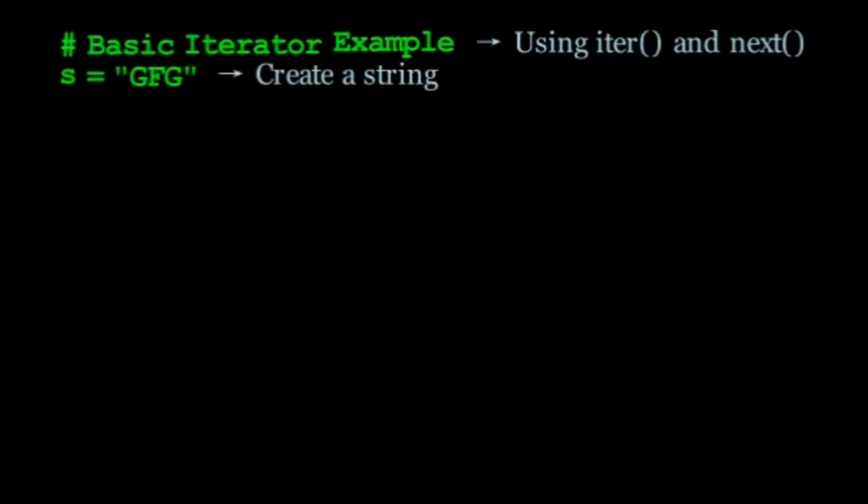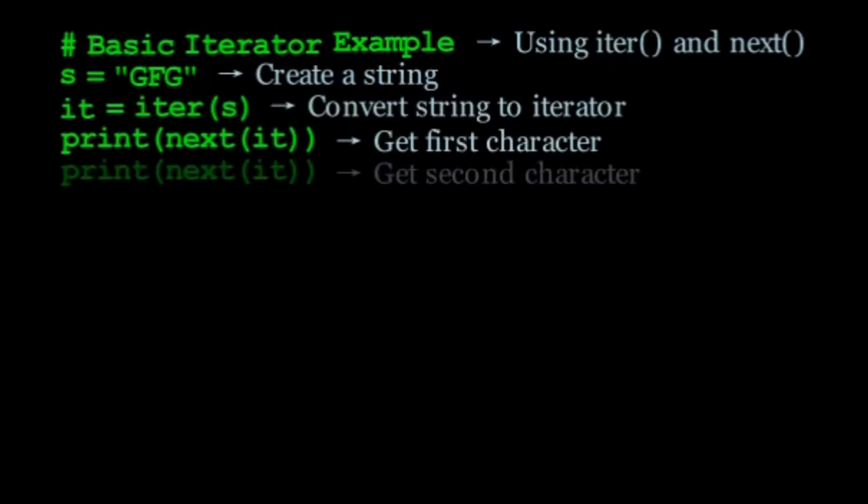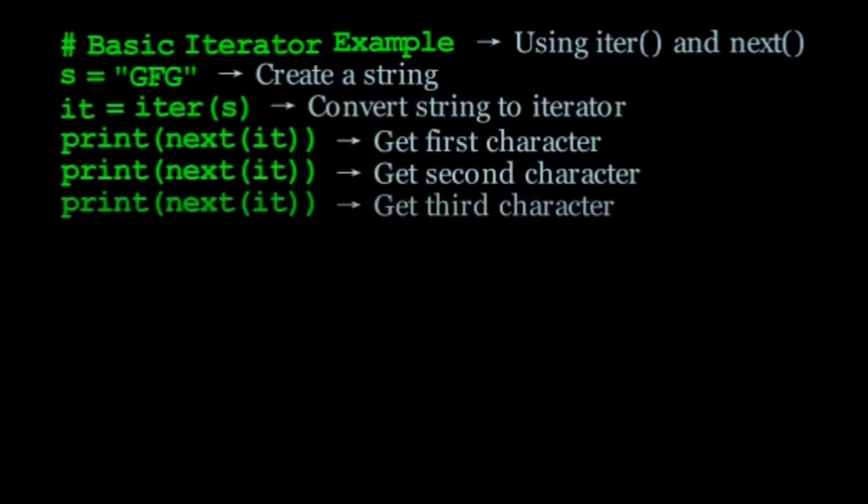Here we have a string "gfg". We convert the string to an iterator using the built-in iter function. Now we can use the next function to retrieve the elements one by one. The first call of next on it gives us the character g. The second call gives us f, and the third call gives us the final g. This demonstrates how iterators maintain the position as we move through the sequence.